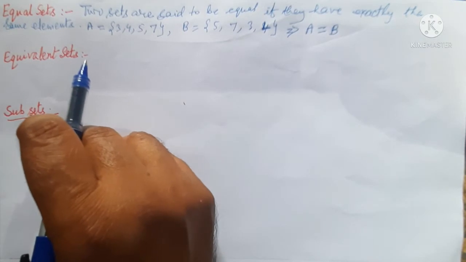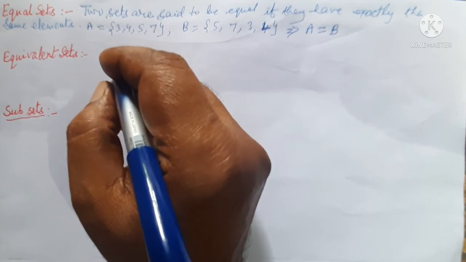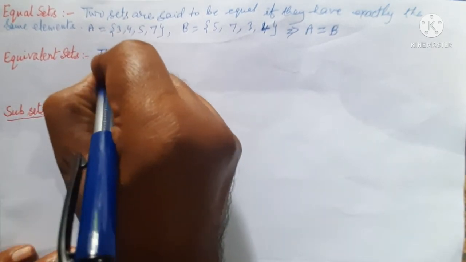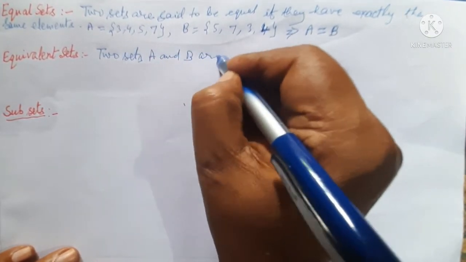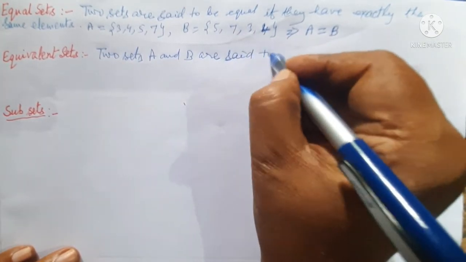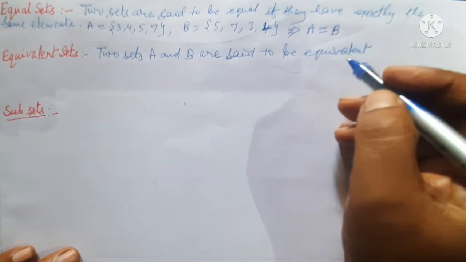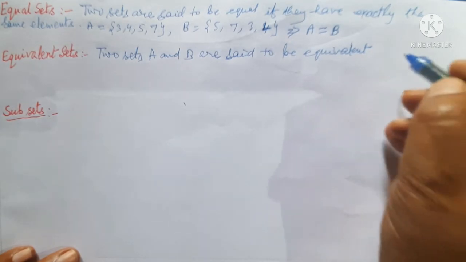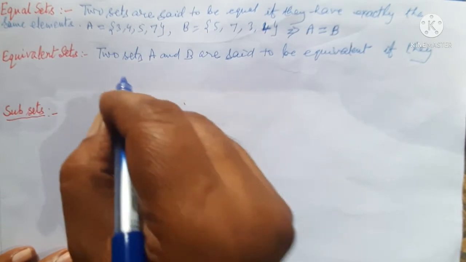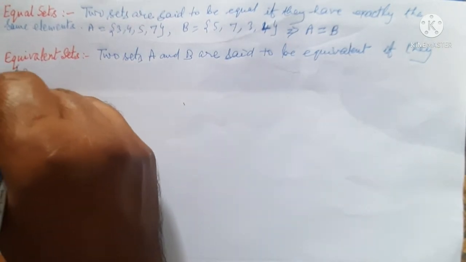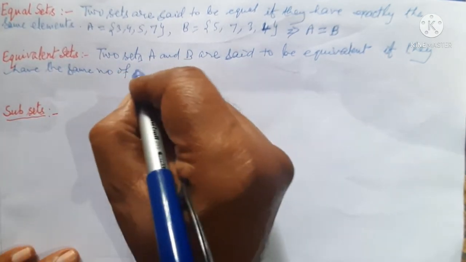Let us see equivalent sets. Two sets A and B are said to be equivalent if they have the same number of elements.